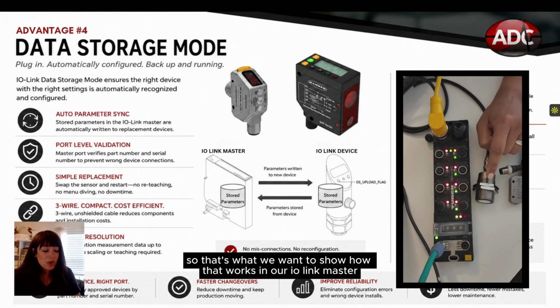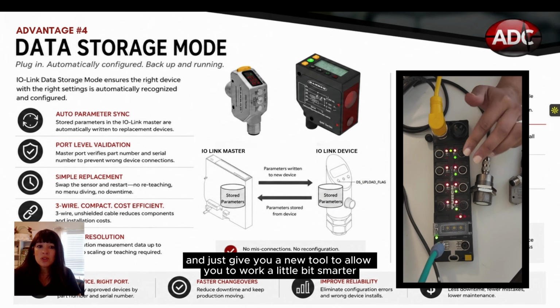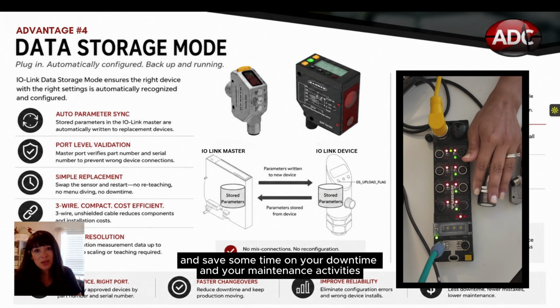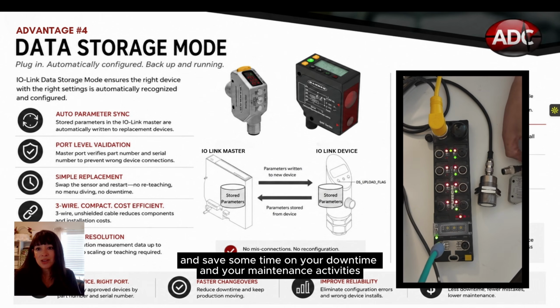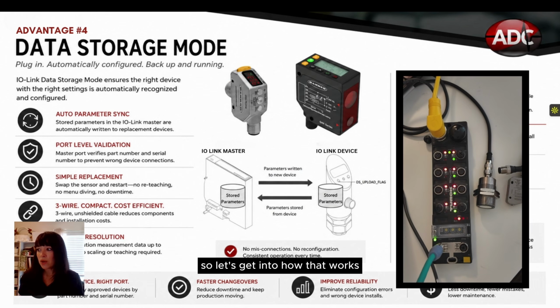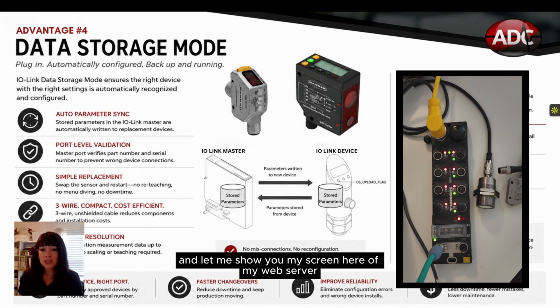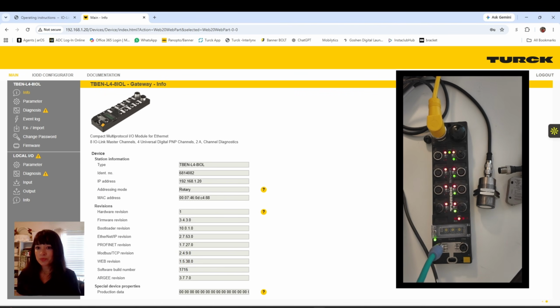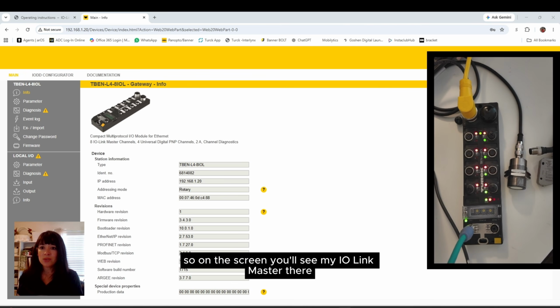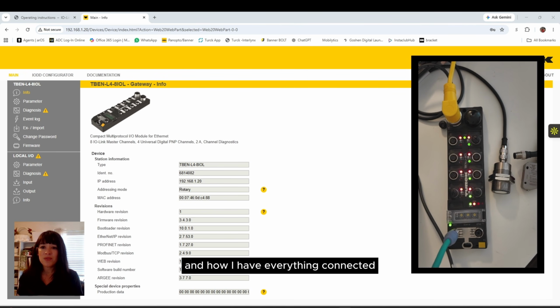So that's what we want to show, how that works in our IO-Link master, and just give you a new tool to allow you to work a little bit smarter and save some time on your downtime and your maintenance activities. So let's get into how that works. Let me show you my screen here of my web server. On the screen, you'll see my IO-Link master there and how I have everything connected.